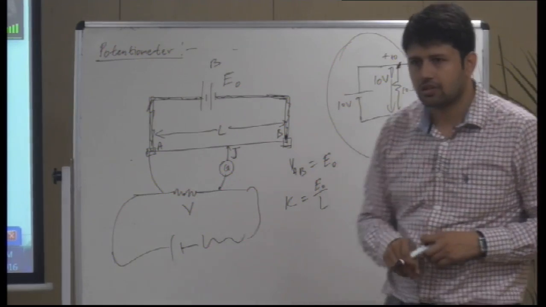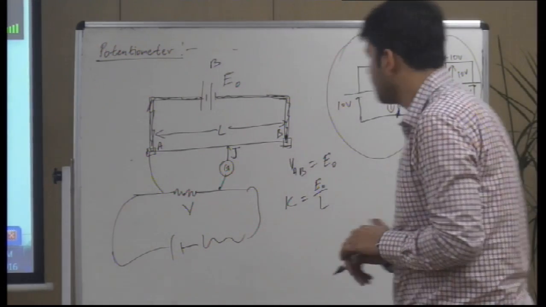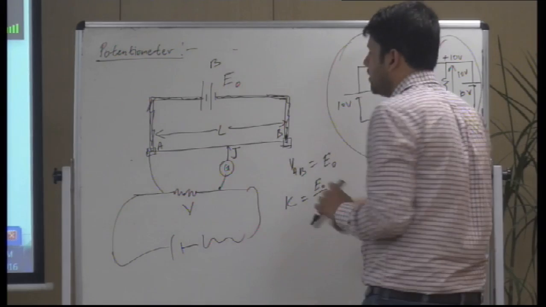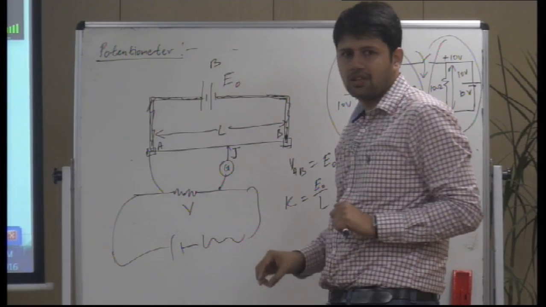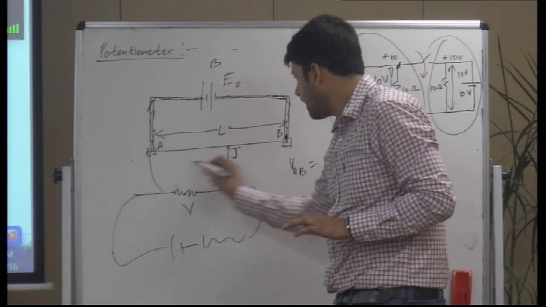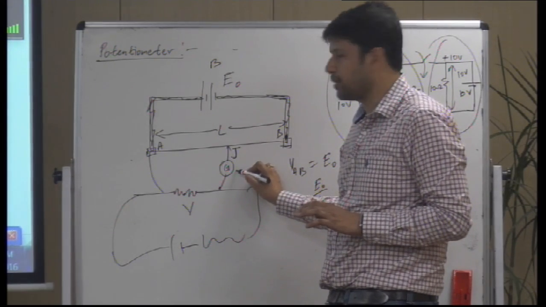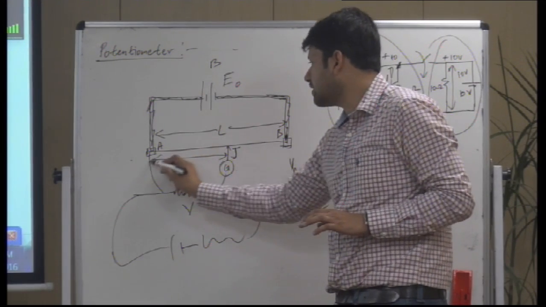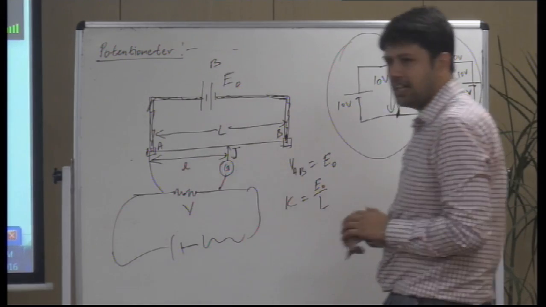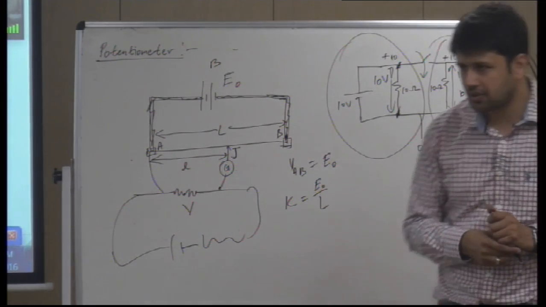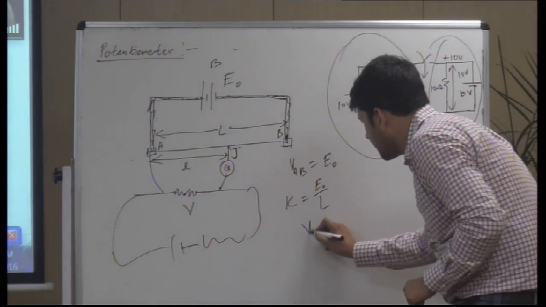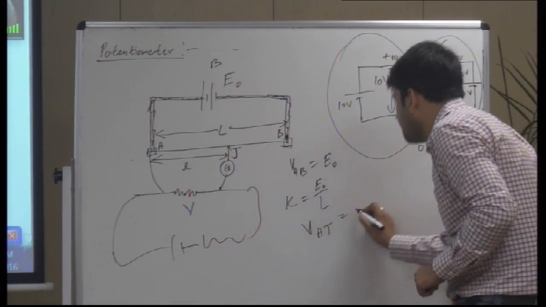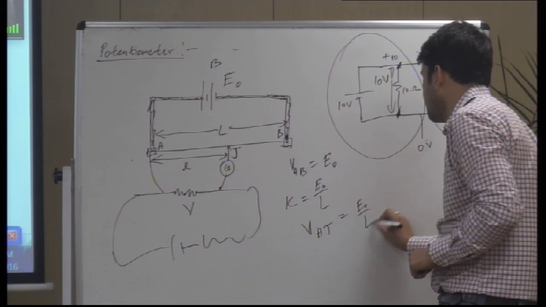Now what we do here is we use a jockey. We tap, tap, tap. A point would come at which no current flows through the galvanometer. Let's say at length small l, the null point comes. No deflection. So at this point, the voltage VAJ will be E naught by L into small l.